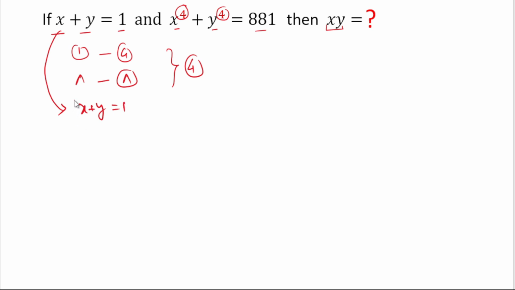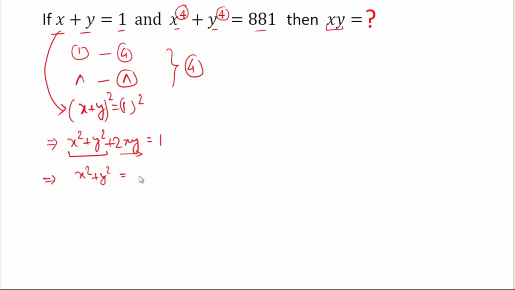Now we'll square both sides, the left hand side and the right hand side. So x plus y whole square is x square plus y square plus 2xy, which is equal to 1 square, that is 1. Now we'll write the x square and y square values on the left hand side and the rest on the right hand side. So our equation will be x square plus y square equal to 1, and this value will go to the right hand side, so it will be negative 2xy.